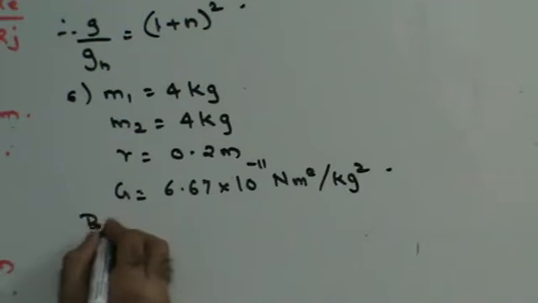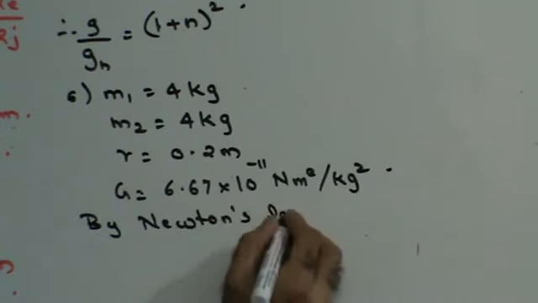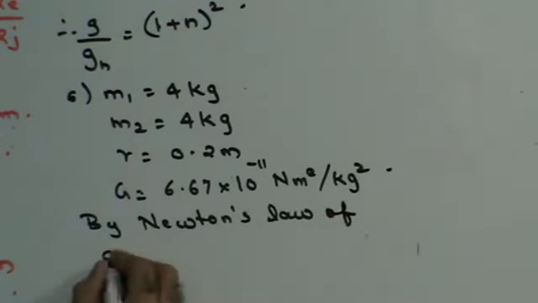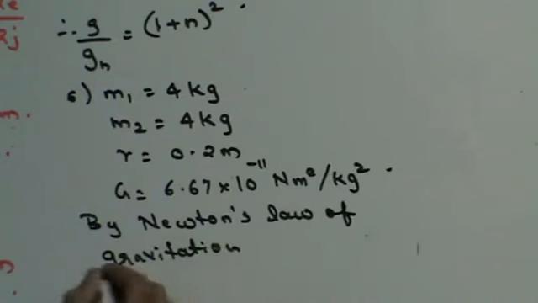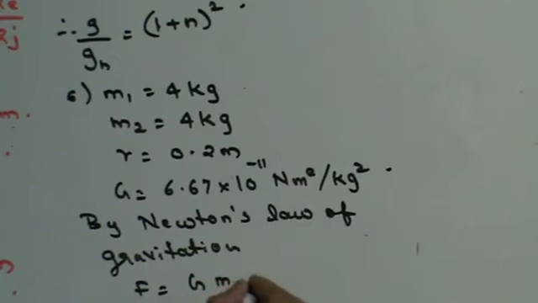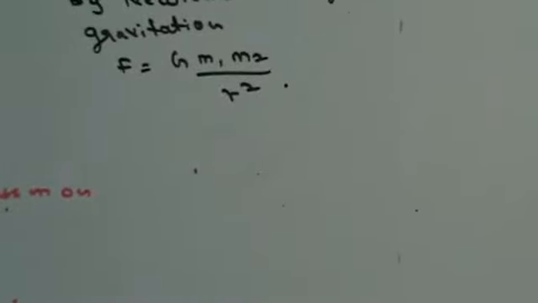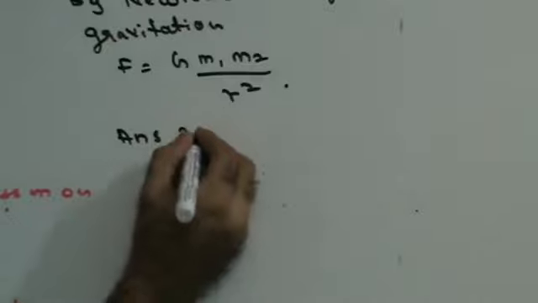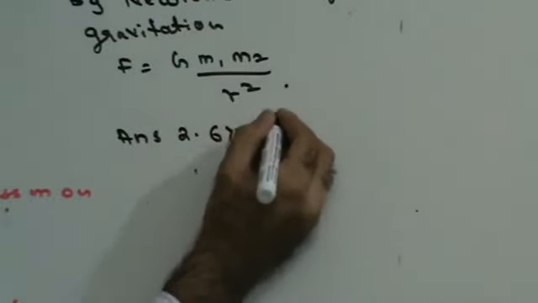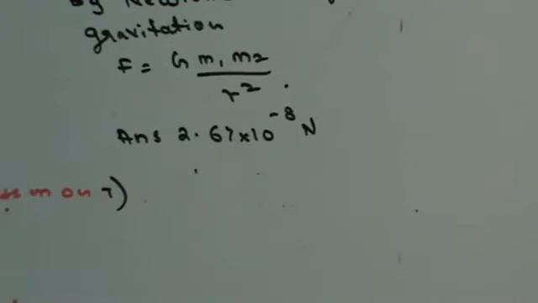Straight by Newton's law of gravitation, F is equal to G m1 m2 upon r square. All the values are given to you, straight multiplication. You should get this answer as 2.67 into 10 raised to minus 8 newtons. Next, take our next one please.